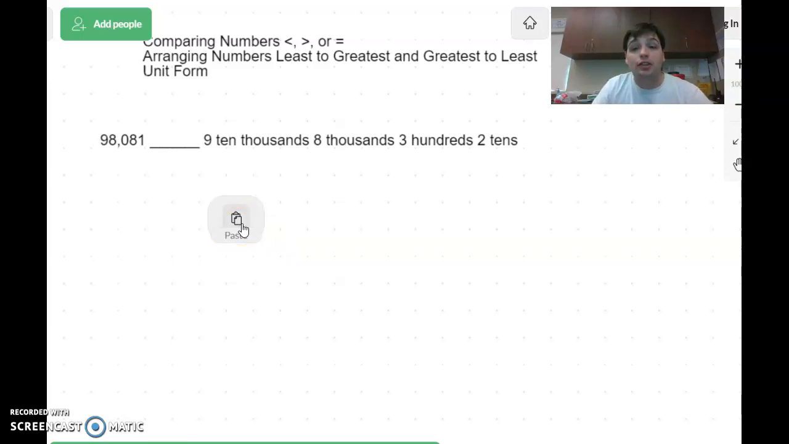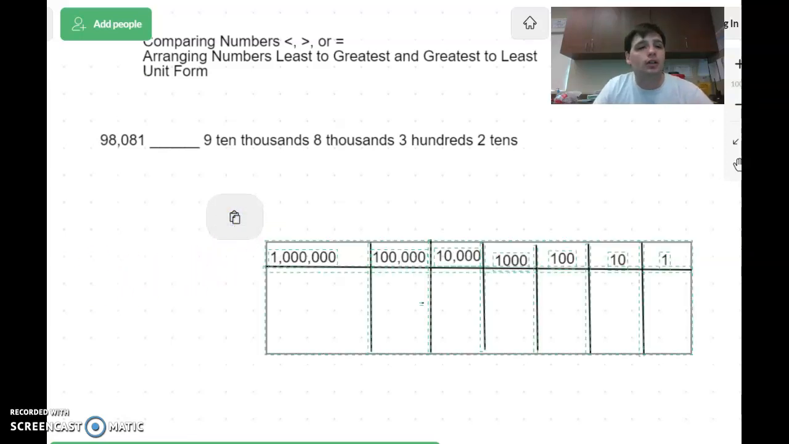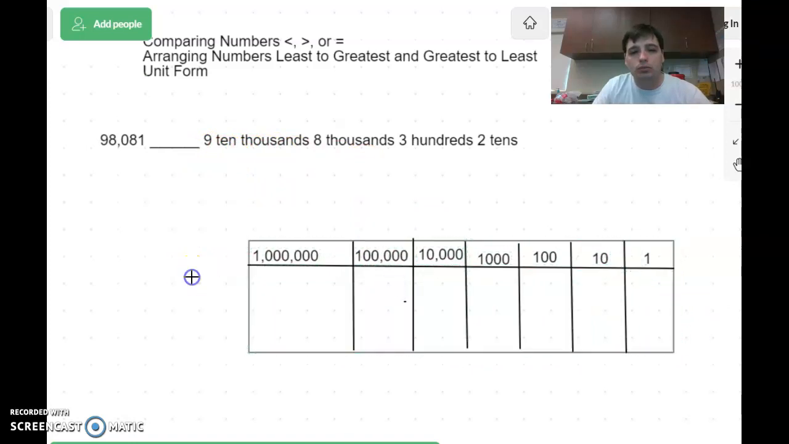So remember, when working in unit form, I like to imagine a place value chart. Within that place value chart, I can put my numbers in there. I have 9 10,000s. Oops, that was 100,000. Whoops. 9 10,000s, you gotta be careful. 8,000s, 300s, 2 10s, and 0 1s.